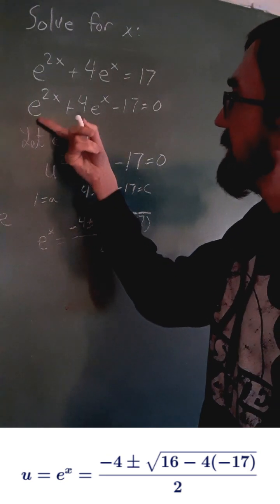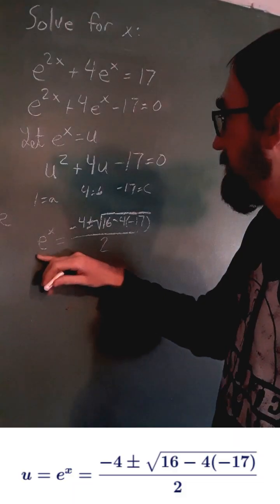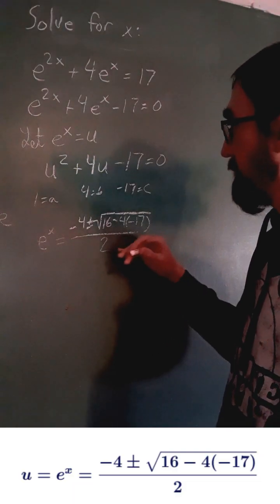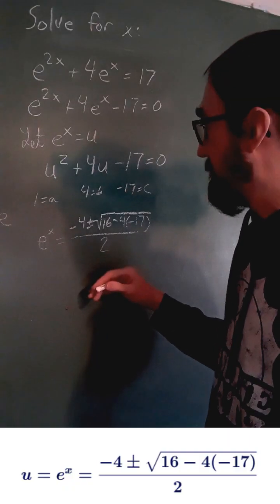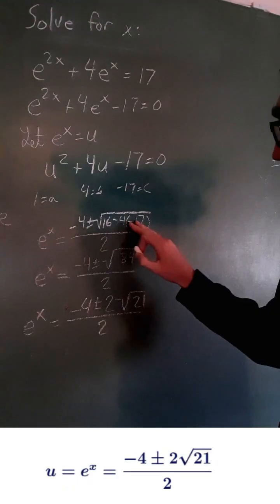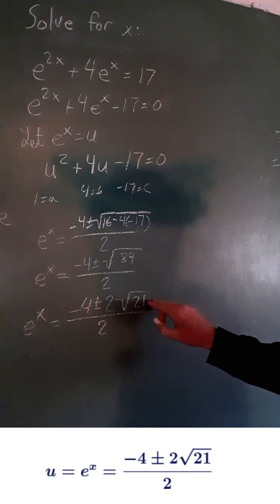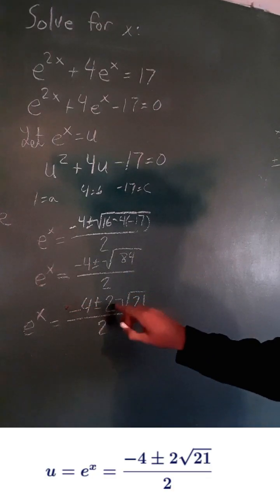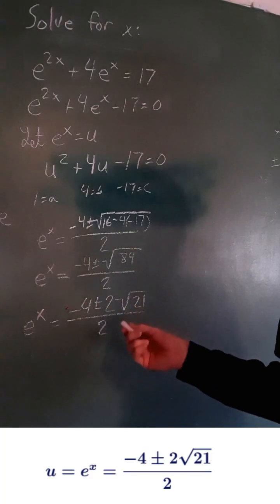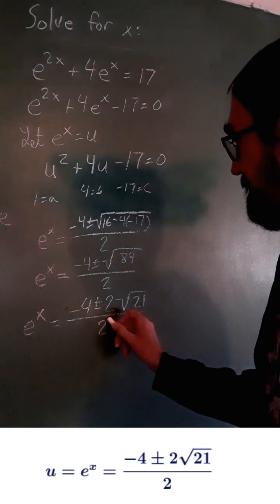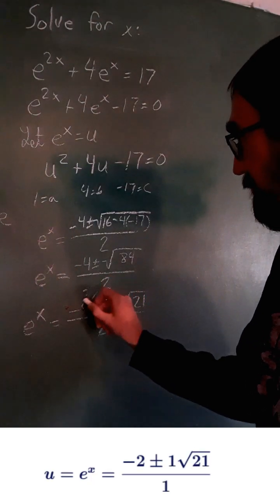And the base value was e to the x. That's what we put in for u. So instead of this being x is equal to this, it's e to the x is equal to this. And we solve as normal. This goes to 84. The square root of 84 is 2 root 21. This has an even value in each location, so we can divide that out by 2. So this is going to go to 1, this will go to 1, this will be a 2.